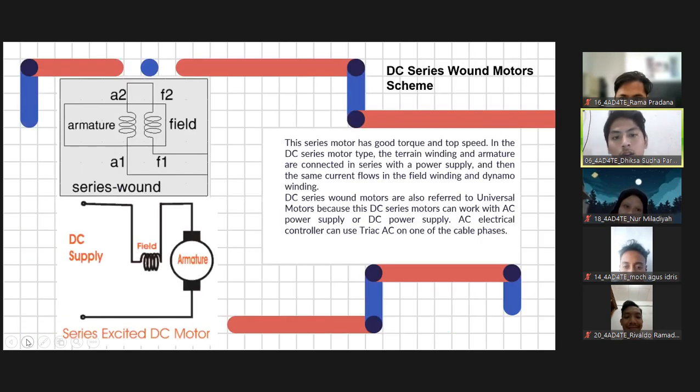In the next, let's talk about the DC series wound motor scheme. The series motor has good torque and top speed. As we can see by the description, in the DC series motor type, the field winding and the armature are connected in series with the power supply, and the same current flows in the field winding and dynamo winding. DC series wound motors are also referred to as universal motors because they can work with AC power supply or DC power supply.